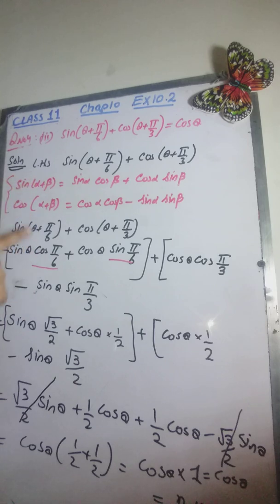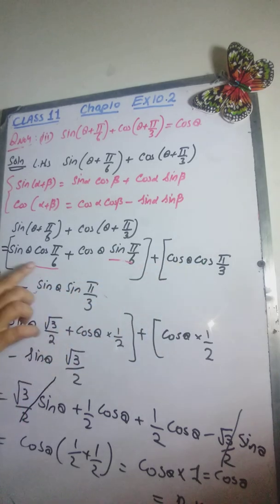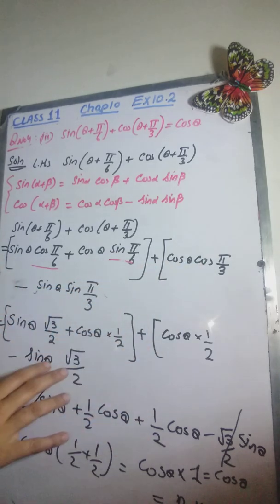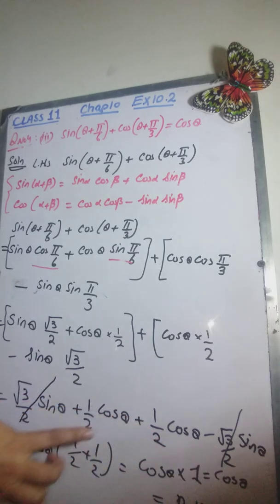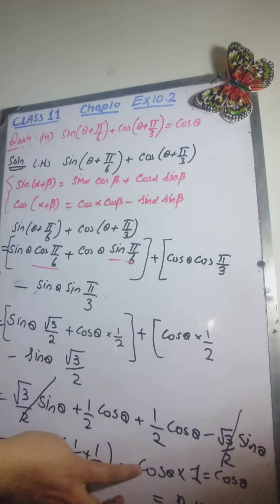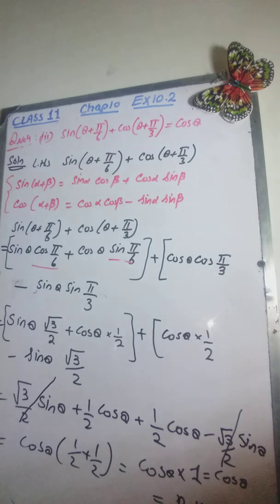I have applied the first identity to this expression, second identity to this, and then after putting the values of sin pi by 6, cos pi by 3, sin pi by 3 and cos pi by 6, we got this expression. This expression was cancelled out by the same expression over here, and half cos theta plus half cos theta makes 1 times cos theta, which is equal to the right hand side, and this is what we had to prove. So this completes the proof of this expression.